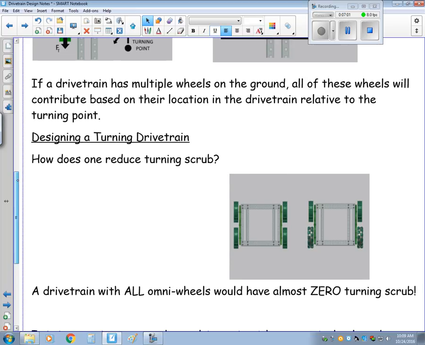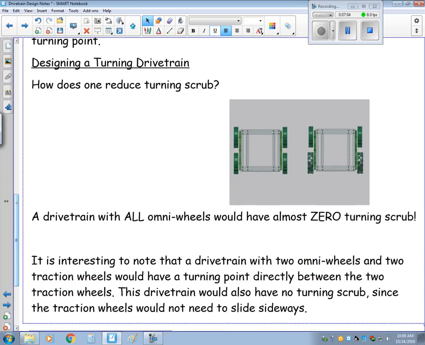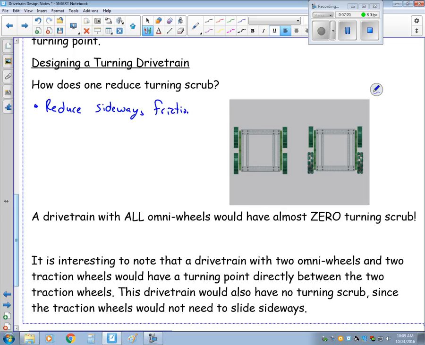So, how can we reduce this turning scrub? Well, first off, we have to reduce the sideways friction. One way we can do that is by using omnidirectional wheels. Those are wheels that are designed to have 0 friction. Another way is to decrease the distance the wheel is from the turning point.